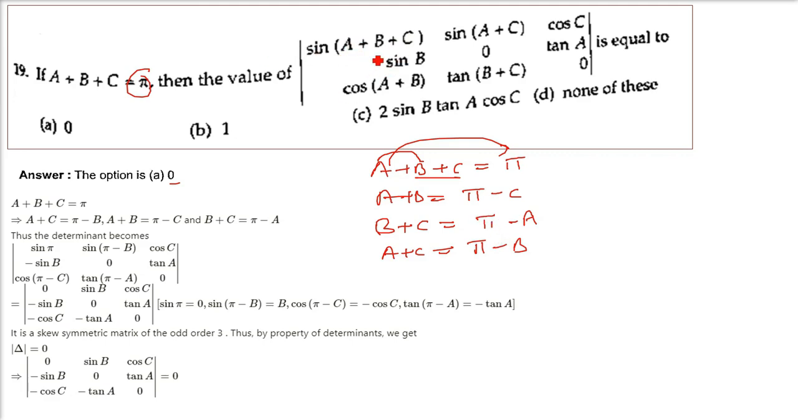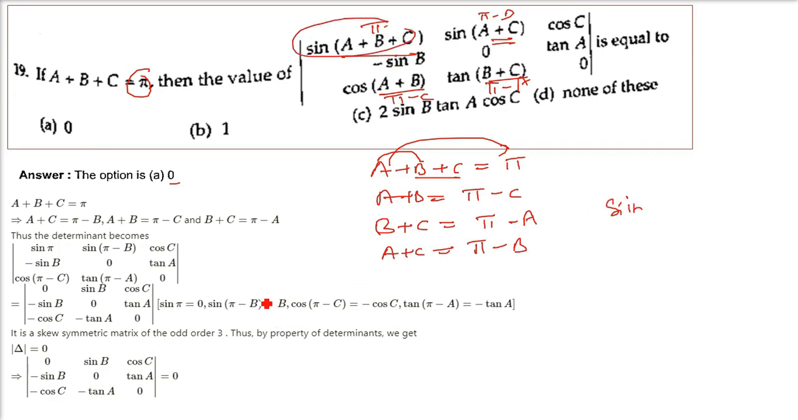Now in place of a plus b plus c, we will put pi. In place of a plus c, we are going to put pi minus b. Similarly, at the place of a plus b, we will replace it by pi minus c. And b plus c, we are going to replace it by pi minus a. Now you see, this is sine.